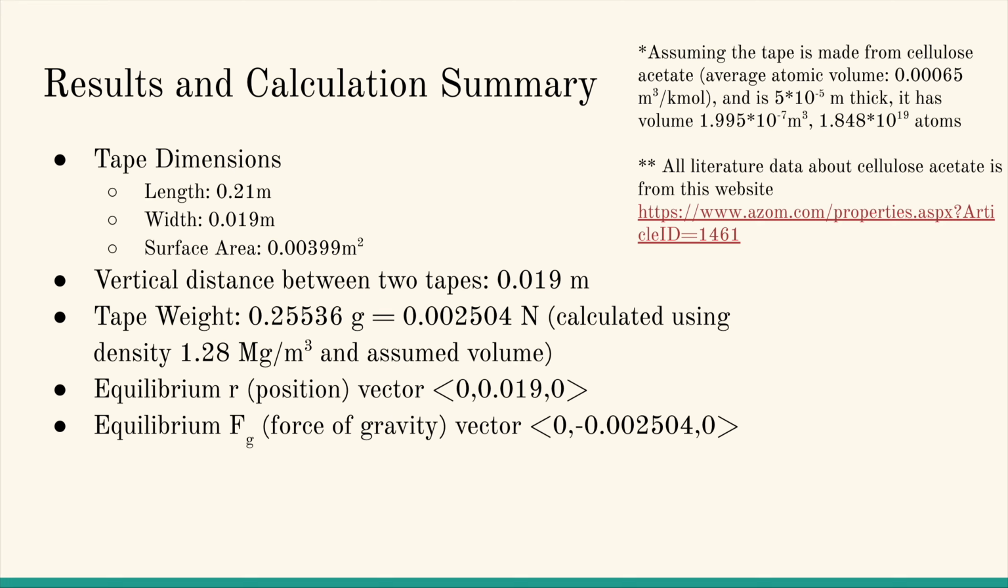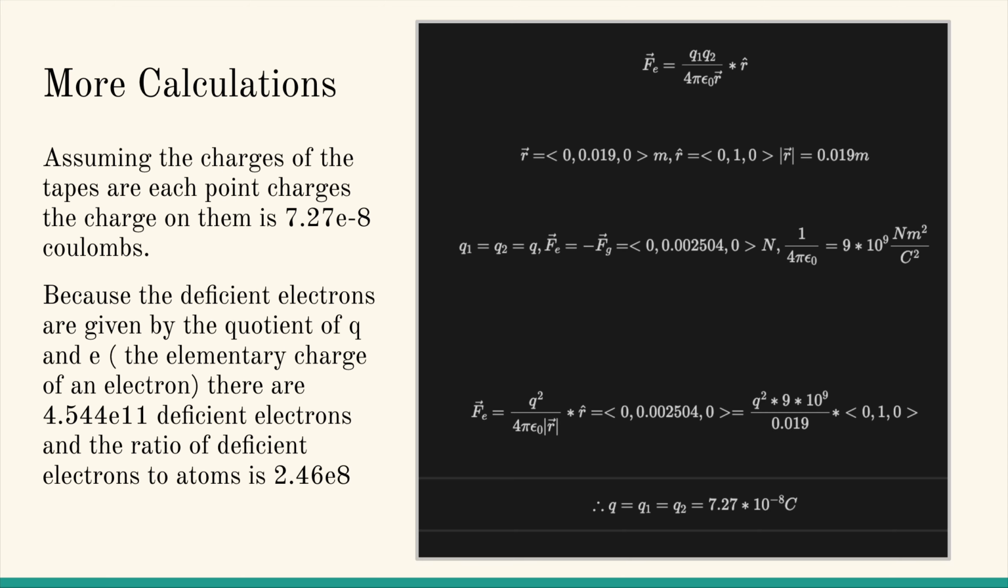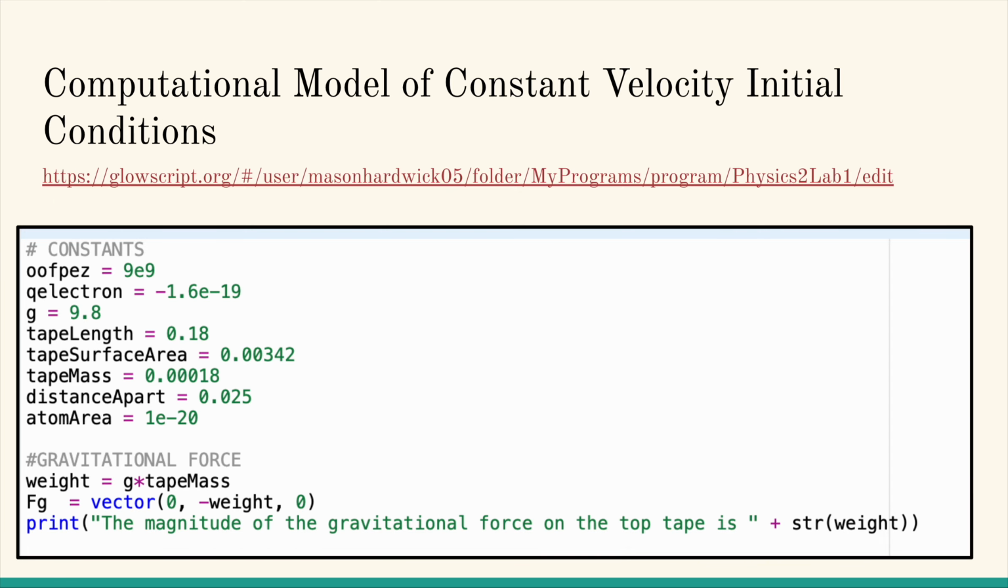So these are the results of our measurements, of our observations, as I discussed earlier. This was our separation distance, and this was the weight of the tape right here. So we used those to calculate the charge of both the tapes, assuming again that the tapes have a point charge and that the charges in the tapes are both the same.